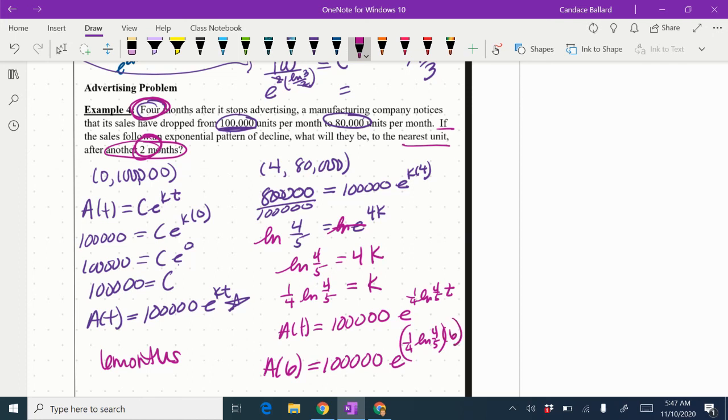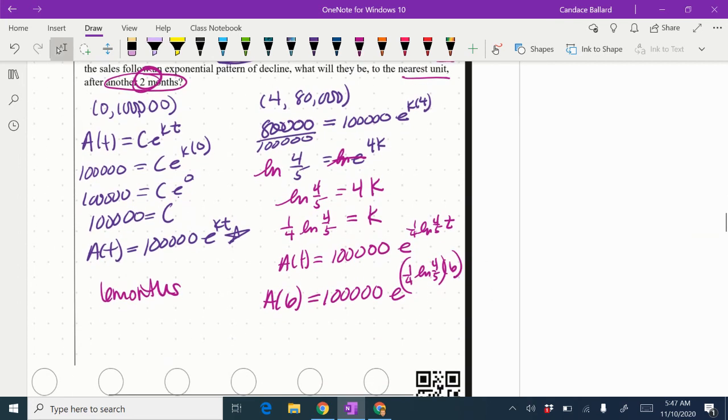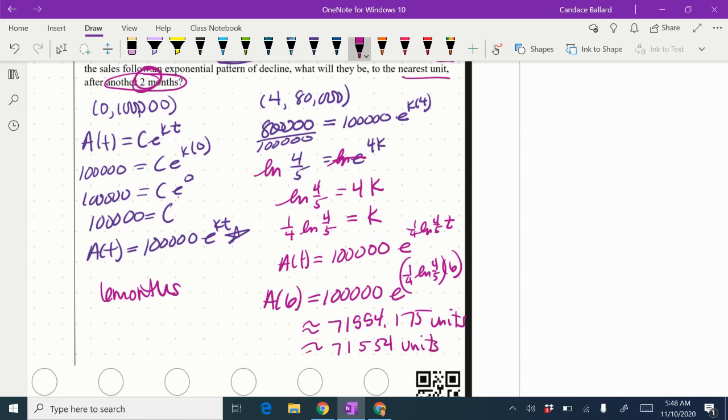And then I would, of course, hit my buttons on my calculator, because at this point it would be a calculator problem. I would get that this is approximately 71,554.175 units. It did say to go to the nearest unit, so if I went to the nearest unit, that would be 71,554 units.